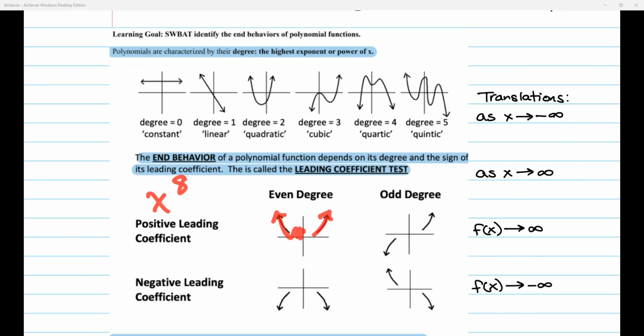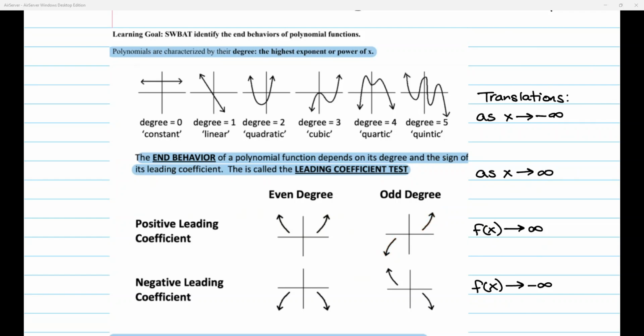It's going to do some weird stuff in the middle. I don't know what's going to happen in the middle. But I know they're both going to end up pointing in the same direction because I have an even powered degree. If you have an odd degree, they're going to be pointing in opposite directions. So if you have something like this, it's going to do some weird stuff in the middle, but who cares? It's going to start off in one direction, going one way, and it's going to go in a completely opposite direction, going the other.